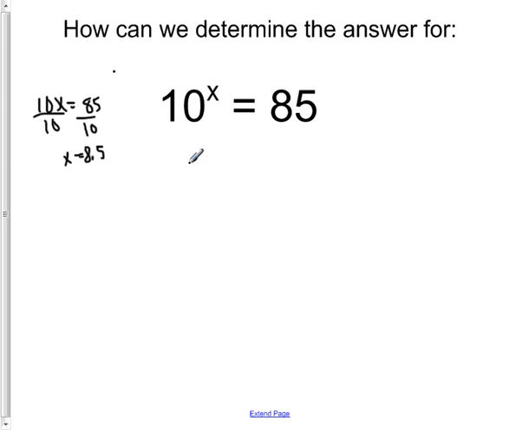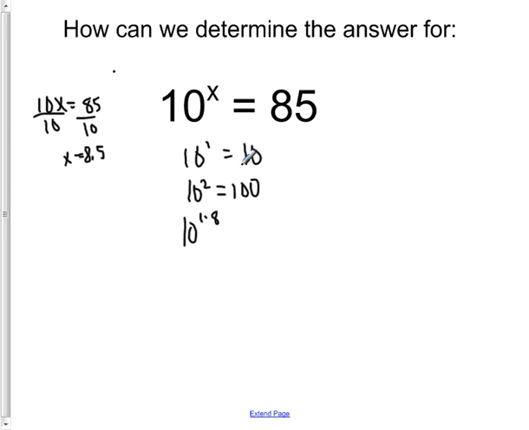And so I know it's somewhere between 1 and 2 because 10 to the first is 10 and 10 to the second is 100. And this is pretty close to 100, so I'm guessing it's like 10 to the 1.8 or something like that. Okay, so this is tough. We could use guess and check and just keep getting as close to 85 as possible.